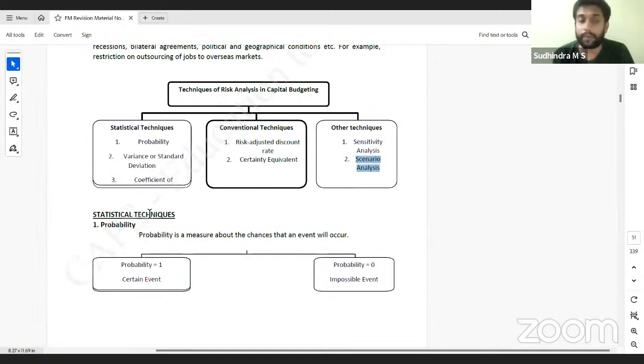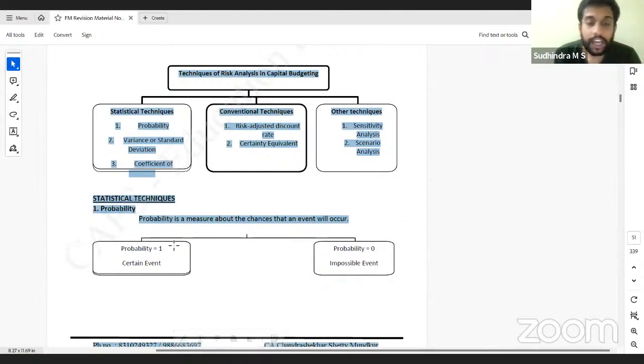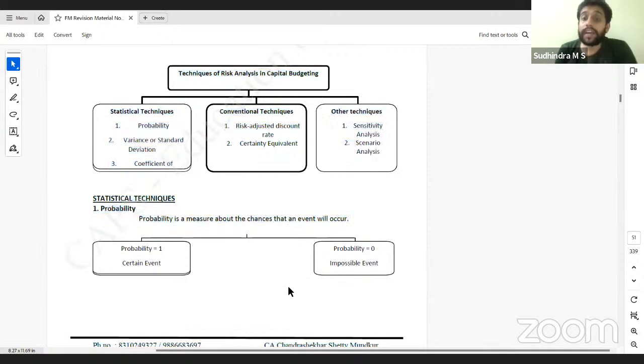Probability, the first one. What is probability? Study of chance; a measure of the chances that an event will occur. If probability is 1, we call it a certain event. If probability is 0, an impossible event. Here, what we focus on is expected value: expected net cash flow and expected NPV. These are the two terms that we will focus on in probability.